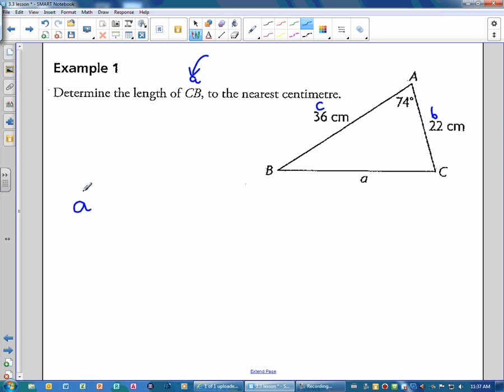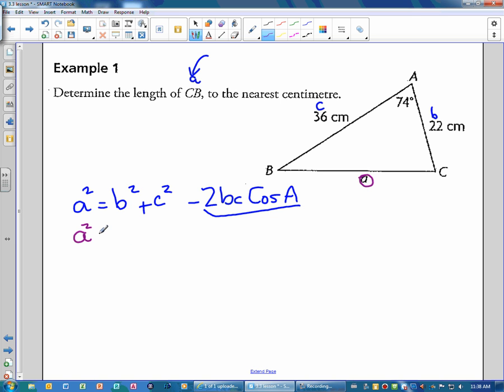So I would say A squared equals B squared plus C squared minus 2BC cos of A. And remember what I told you. This is all one thing. It's 2 times B times C times the cos of A. So that has to be done first. Okay, change my color so you can see substitution. Now A is my unknown. I can't plug that in. That's what I want to find.